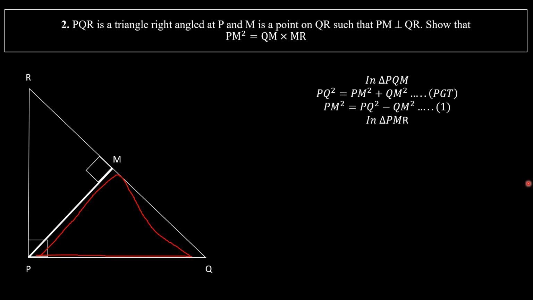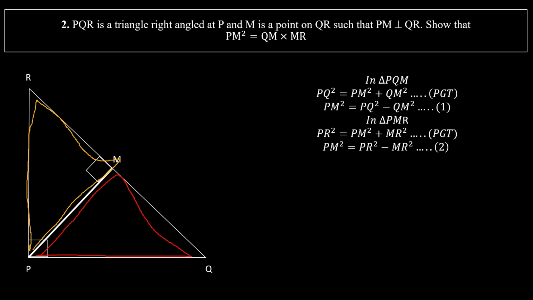In triangle PMR, this triangle, again by Pythagoras theorem, we can write that PR square is equal to PM square plus MR square. Writing an expression for PM square, it comes out to be PR square minus MR square. Let this be our equation number 2.